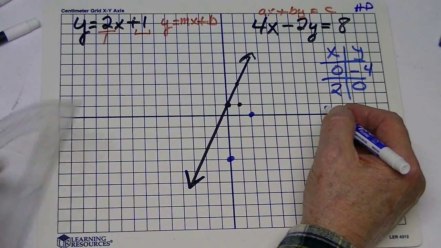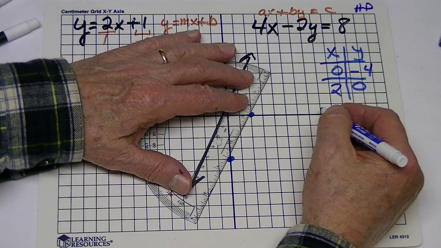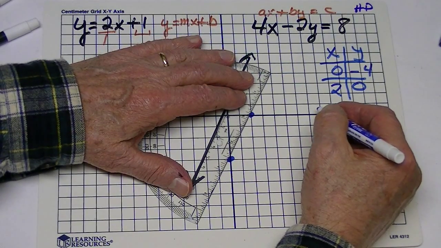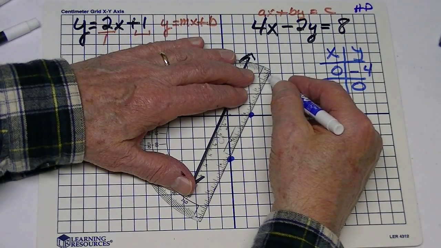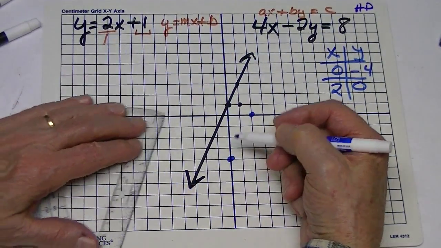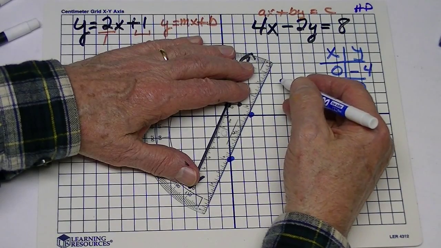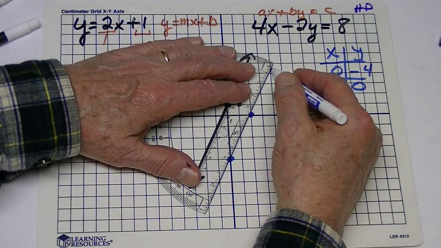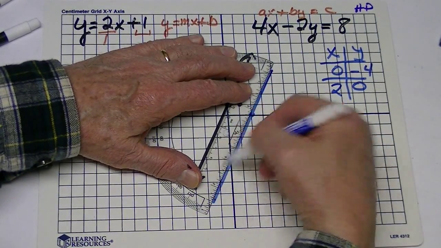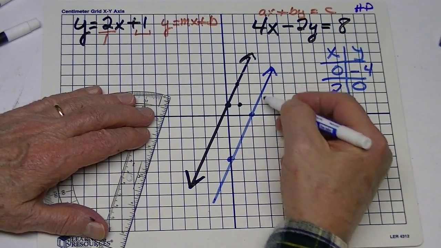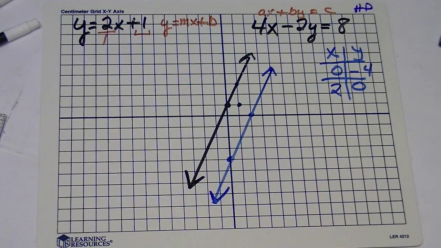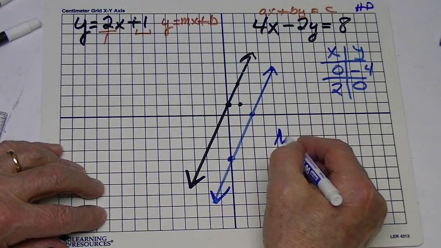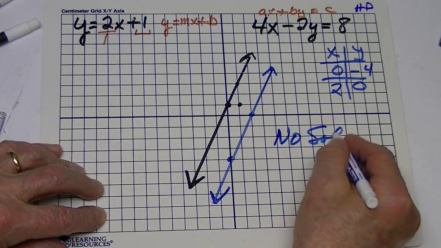So as I draw my lines, well, nothing happened. Let me try that one again. Let's see here. There we go. I got to get it on the page. What do you notice? These lines are parallel. And what will your answer be? No solution.